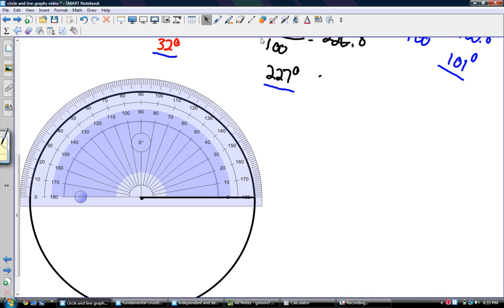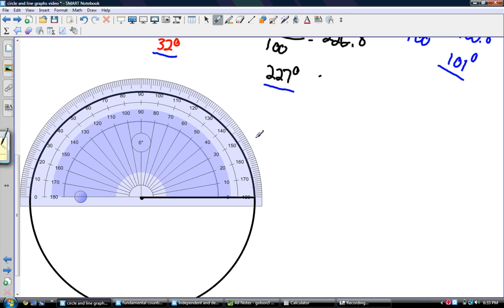So I'm going to start with the smallest angle. I start with the smallest because those are easier. Sometimes you can get angles like 227. This protractor only goes up to 180 degrees. So I can't do an angle that's 227. But if I do the 32 degree angle and the 101 degree angle, which I can easily do on my protractor, what's left in the circle should be 227, because I know that they add up to the 360 in the circle. So I always start with the smallest ones, and then what's left over will be the big one.